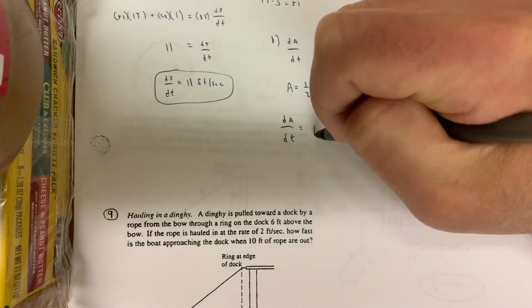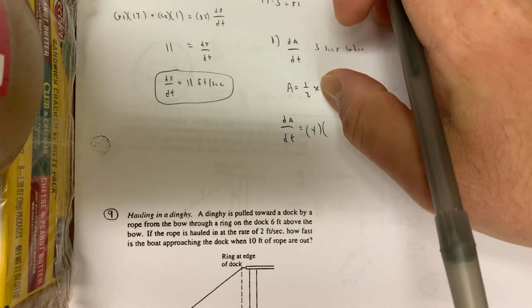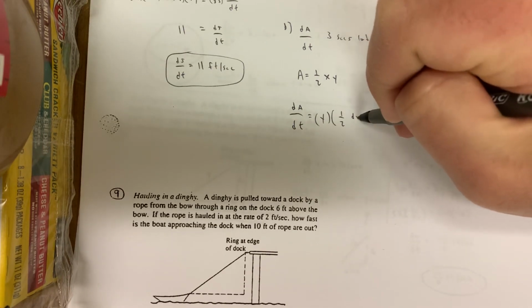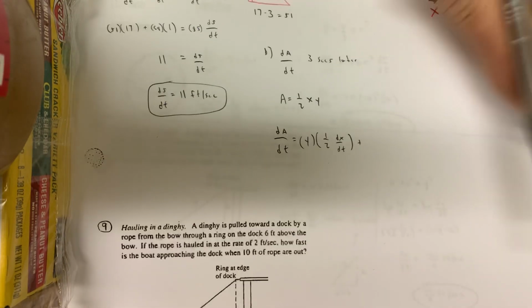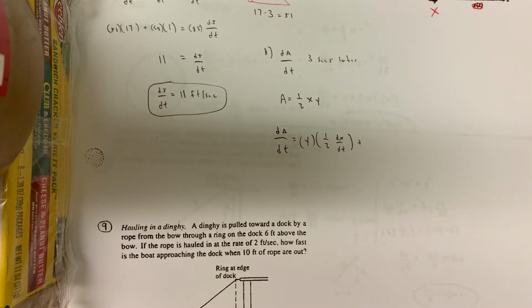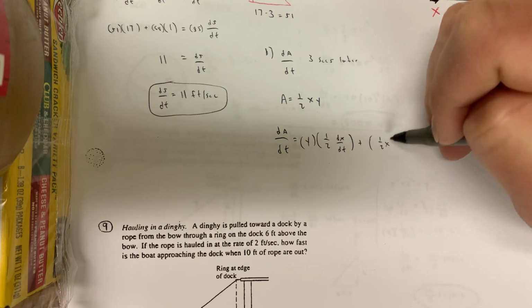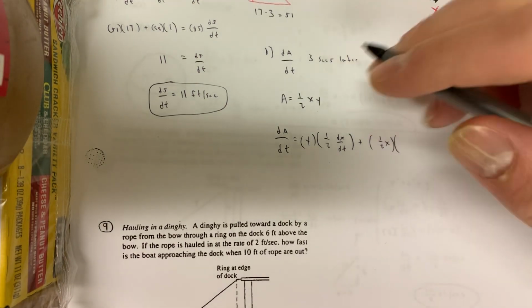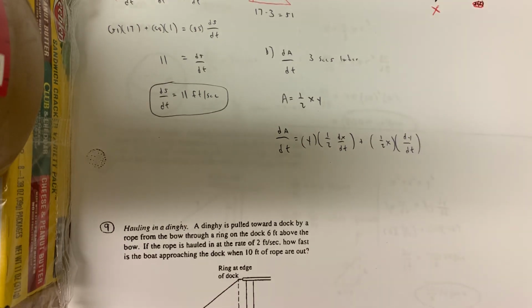The second function we know is y, times the derivative of the first. And what's the derivative of 1/2 x with respect to t? Well, the derivative of 1/2 x is 1/2, but don't forget that dx over dt next to it to indicate respect to t. Plus the first function, 1/2 x, times the derivative of the second. And I wonder what the derivative of y with respect to t is. It's dy over dt.